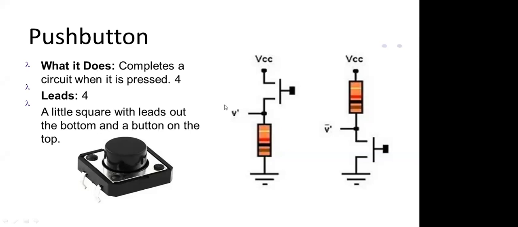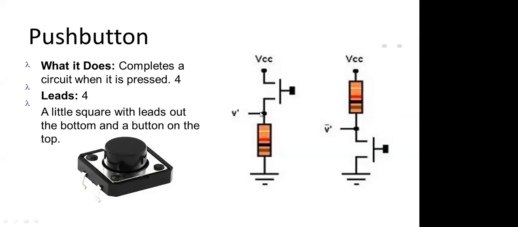Okay, keep it simple. So you can see it over here. When you get output that is ground, so 0 volt, without pressing this push button, this resistance is known as a pull down resistor. This one is a pull down resistor.